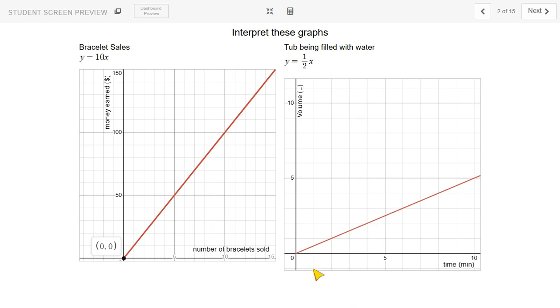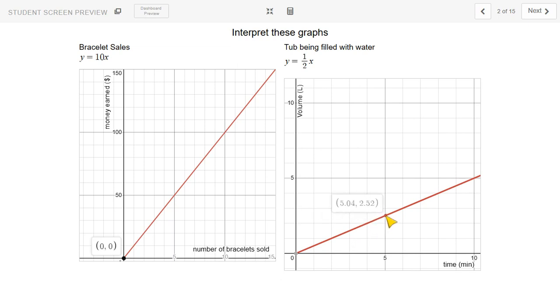In the next example, we're talking about the volume of water that's in the tub. For each minute, half a liter of water is poured in. So after 1 minute, we have half a liter. At 2 minutes, we should have 1 liter. And you see this is continuing. So 3 minutes, 1.5. As we go on, 4 minutes, we have 2 liters.